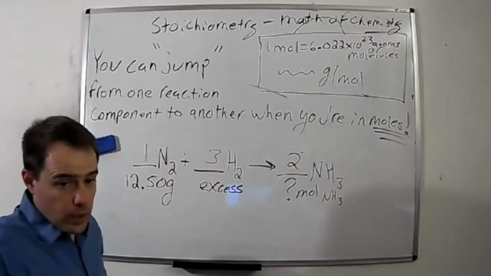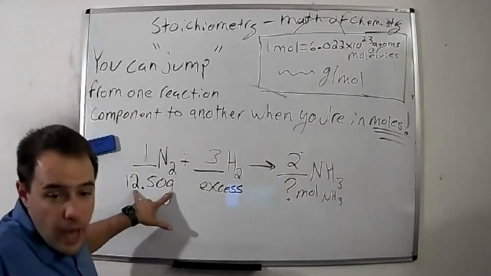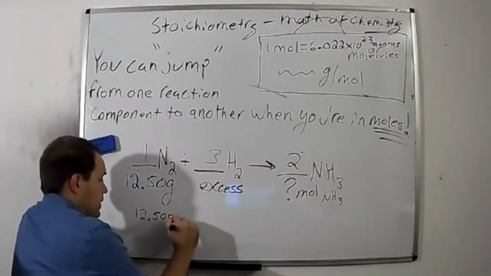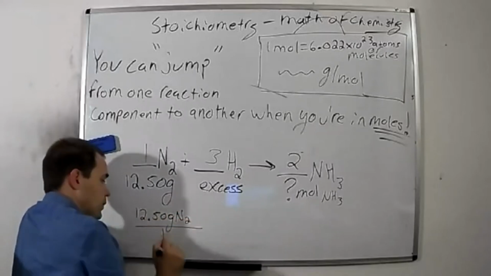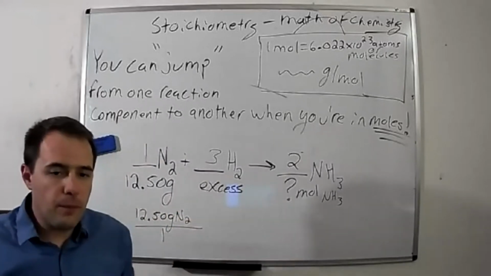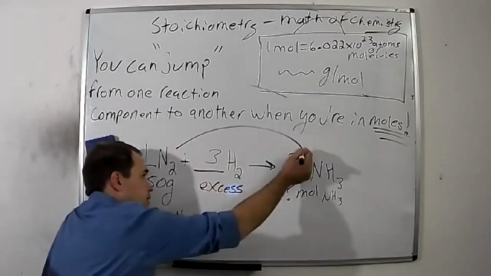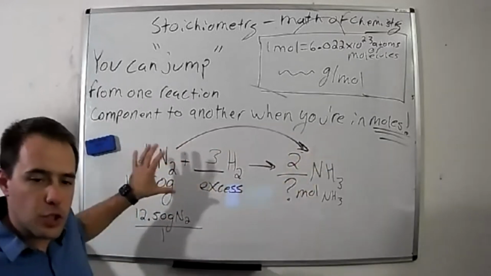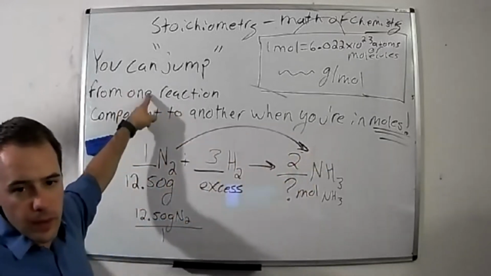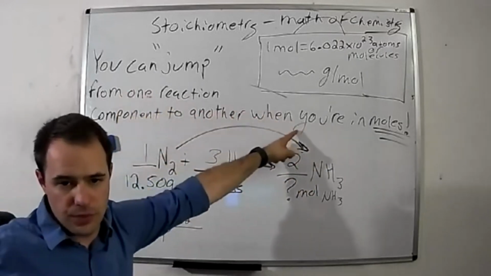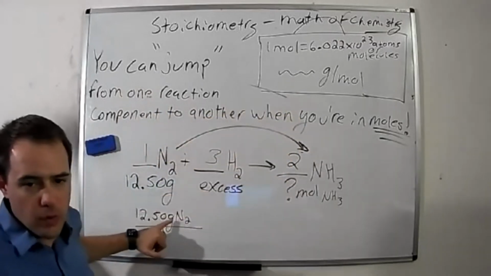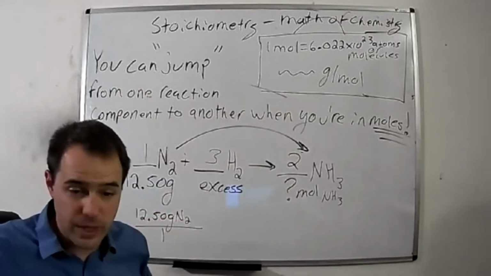So here's how this works. We're going to start by taking what we have, and that's the 12.50 grams of N2. We're going to pop that over 1. Now, I would love to jump from here to here. That's my goal. But I cannot jump from one thing to another until I'm in moles. Got to be in moles before you can jump. I'm not in moles. I'm starting in grams. We got to fix that.